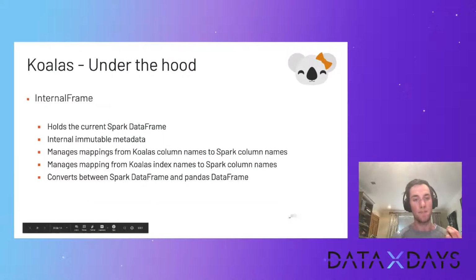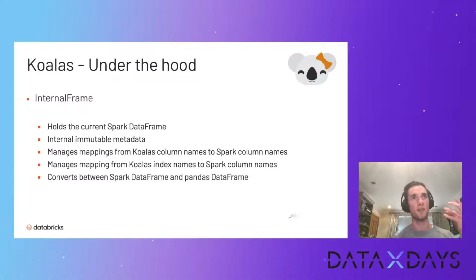So as I mentioned, what Koalas is essentially doing is acting as this lightweight layer on top of Spark itself, and managing that conversion between Koalas and Spark is something called the internal frame. This is the underlying internal structure that is used to translate from Koalas to Spark. The internal frame is the internal immutable structure that is going to hold the Spark data frame along with the immutable metadata that Koalas requires.